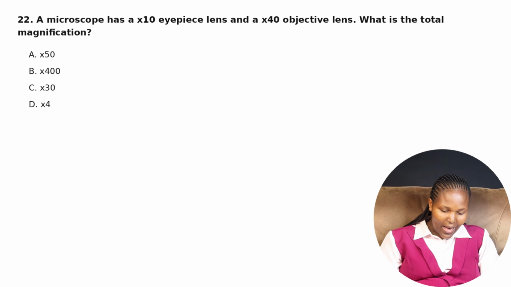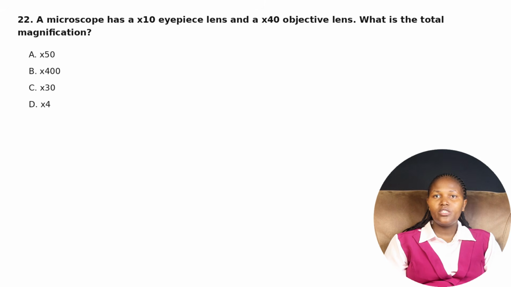Then now let us go to question number 22. A microscope has a ×10 eyepiece lens and a ×40 objective lens. What is the total magnification? Now, this question is very easy. You are asked to identify total magnification, and we have our options there: A ×50, B ×400, C ×30, and D ×4.